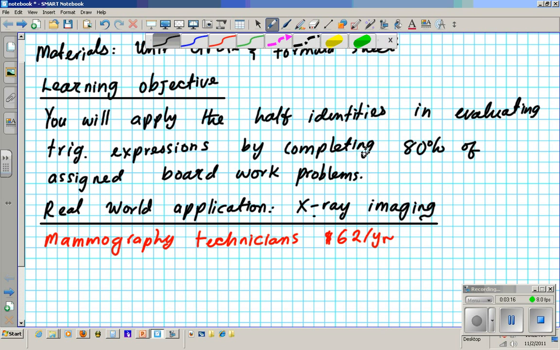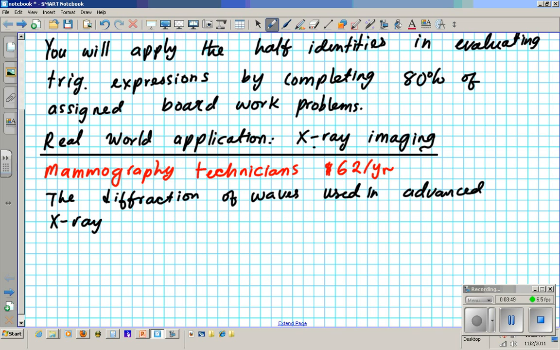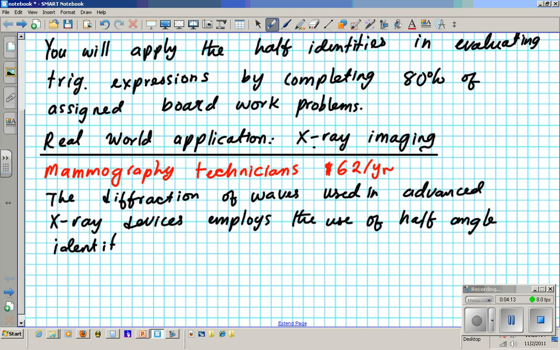So the application is that the diffraction of waves used in advanced X-ray devices employs the use of what we're learning today, employs the use of half-angle identities. All right, so write this down.